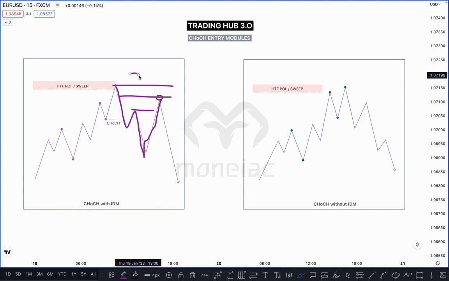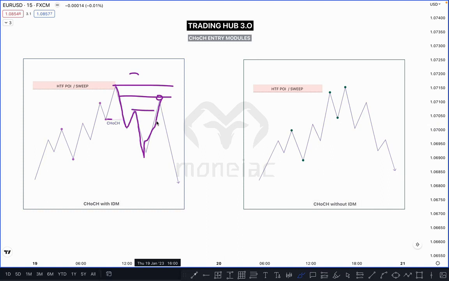This one is our safer entry for the sell, because a valid change of character is here, and the inducement has been taken out. Don't try to sell here, because this one is our SMT. Without inducement, without a liquidity sweep, if you are selling, it means you are falling into SMT. So the same thing happens here.